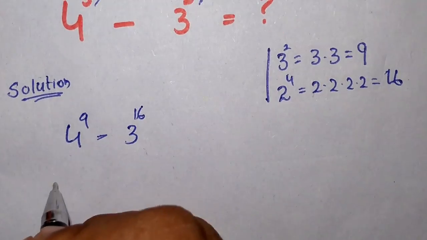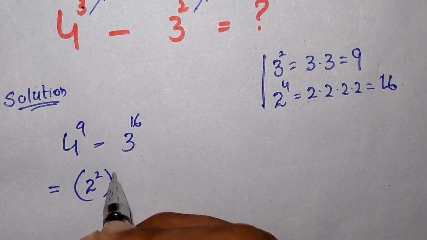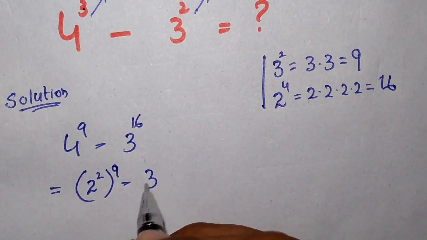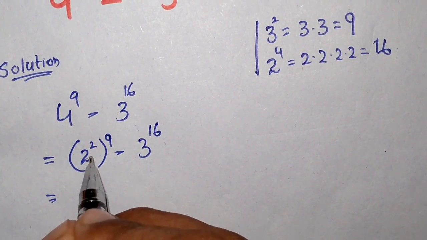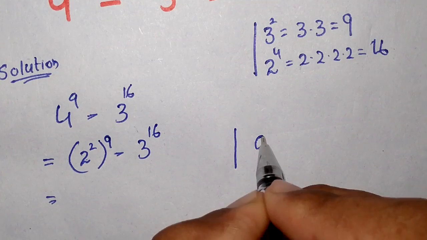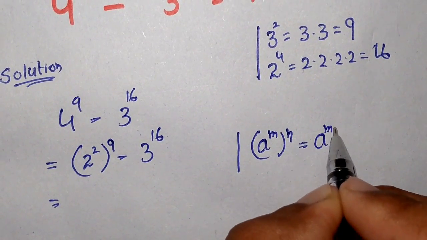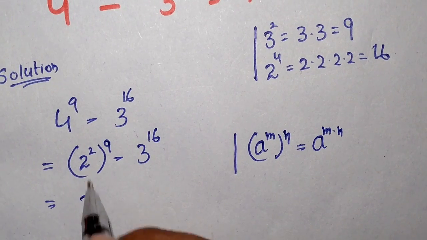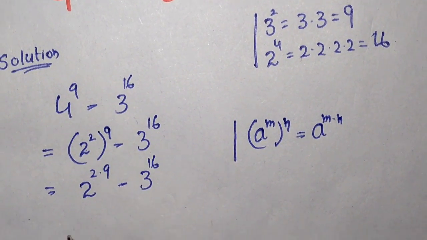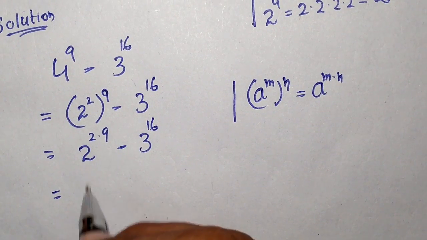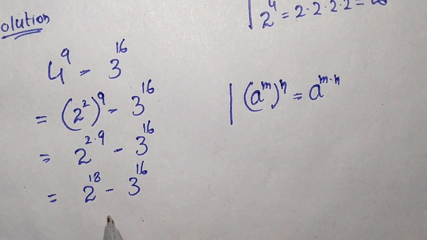Now in the next step, this 4 can also be written as 2 squared, to the power of this 9, minus 3 to the power of 16. This is in the form of a to the power of m to the whole power of n, which is equal to a to the power of m times n. So this will become 2 to the power of 2 times 9, minus 3 to the power of 16. 2 to the power of 9 times 2 is equal to 18, minus 3 to the power of 16.